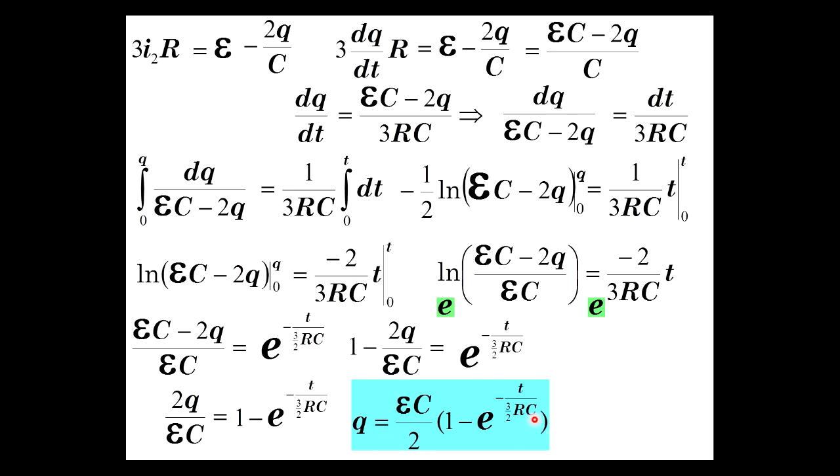And otherwise it looks very much the same. But remember, we talked about an RC time constant. There's RC sitting here. Well, now there's 3 halves sitting there. So the time constant is 3 halves RC.